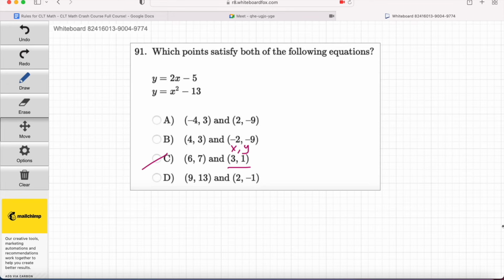What's the next easiest one? Maybe A? I'd probably do 4 and 3. I'm tempted by D, doing 2 and negative 1, but if we can avoid the negatives, let's avoid the negatives. But let's try 4 and 3.